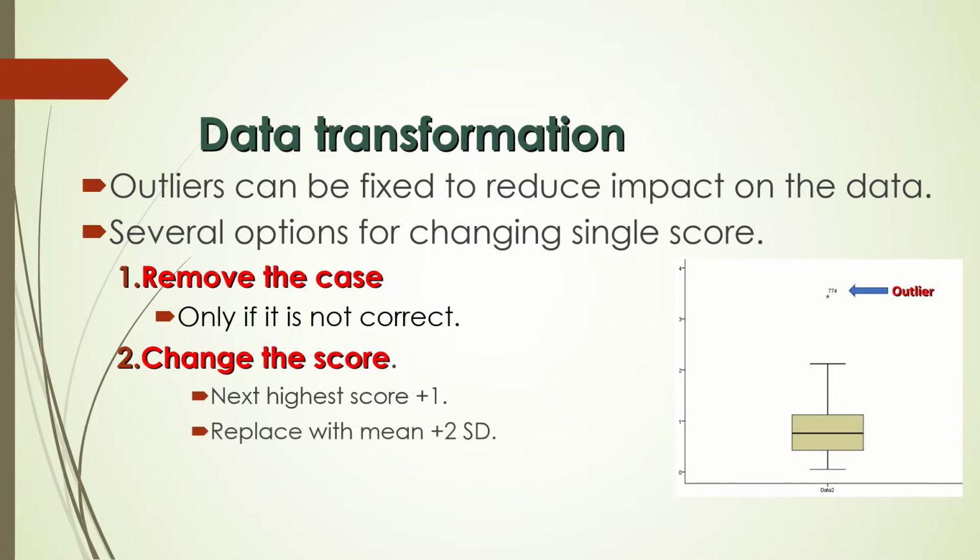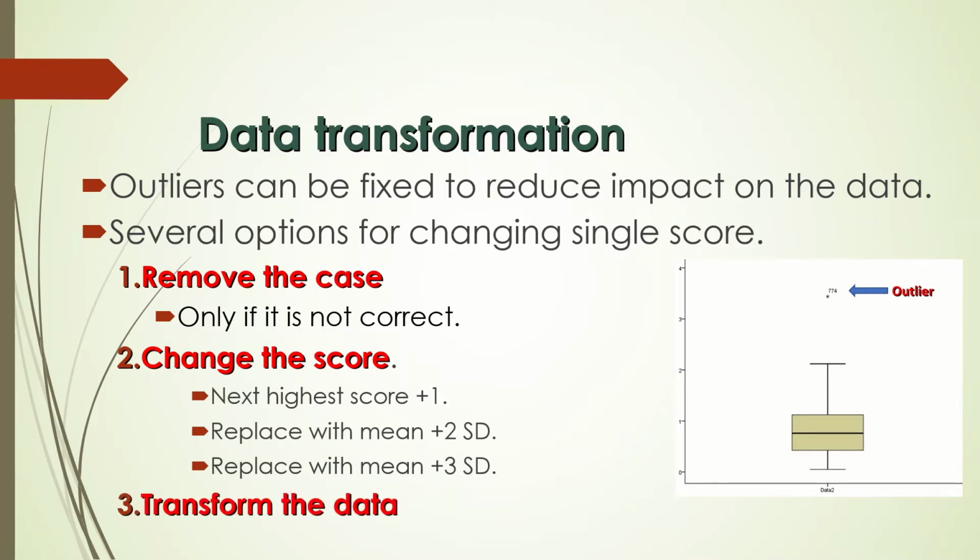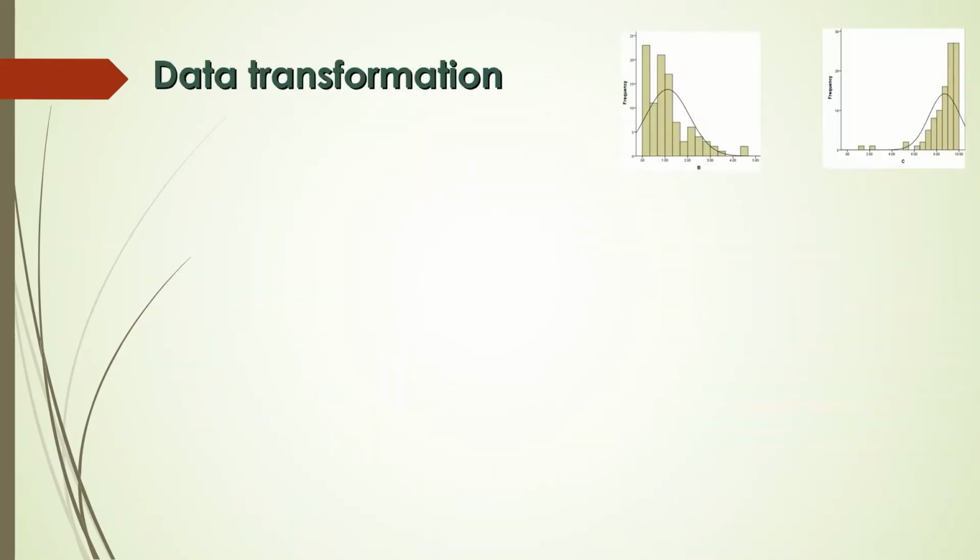Another way is to replace the score with the mean plus 2 standard deviations, or replace the score with the mean plus 3 standard deviations. And the third option is, rather than just changing a single case or score or value, you can transform the whole data. Not normally distributed data can be caused by outliers, and outliers can cause skewness, so you can transform the whole set of the data rather than specific values within the data.